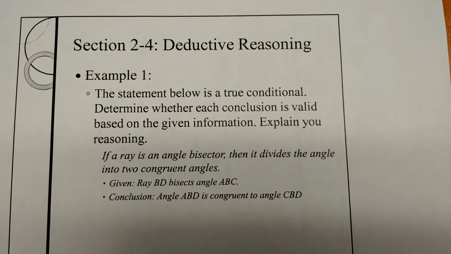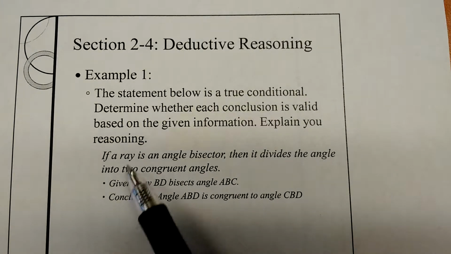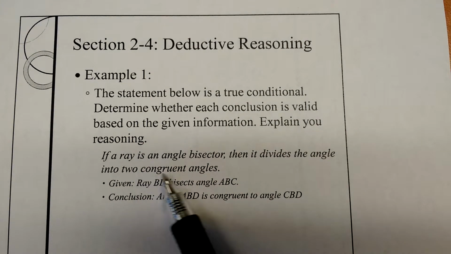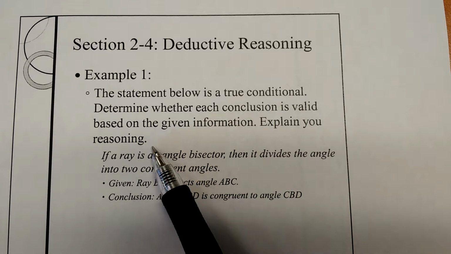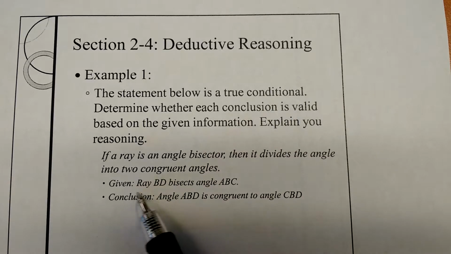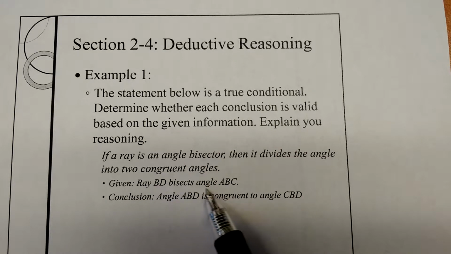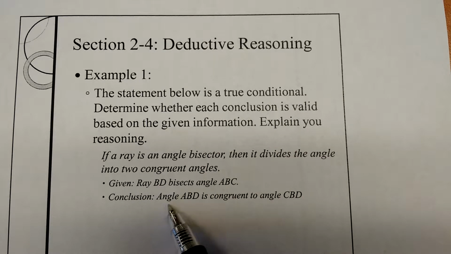So example 1 here, the statement below is true. If a ray is an angle bisector, then it divides the angle into two congruent rays. Determine whether each conclusion is valid based on the given information. So you're given that ray BD bisects angle ABC. Angle ABD is congruent to angle CBD.